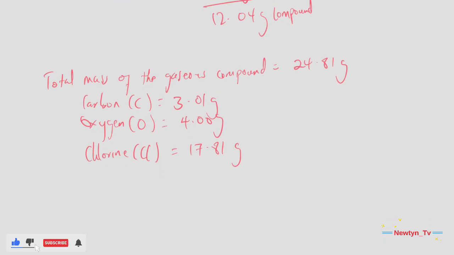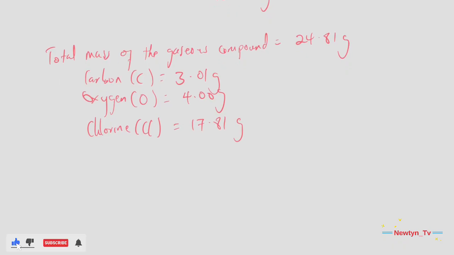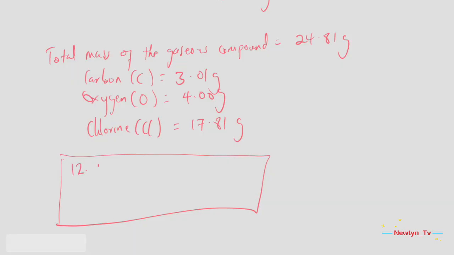Now you can pause the video and try to do this on your own. If you have done it, you should be getting the answer to be 12.1% of carbon, 16.1% of oxygen, and 71.79% of chlorine.